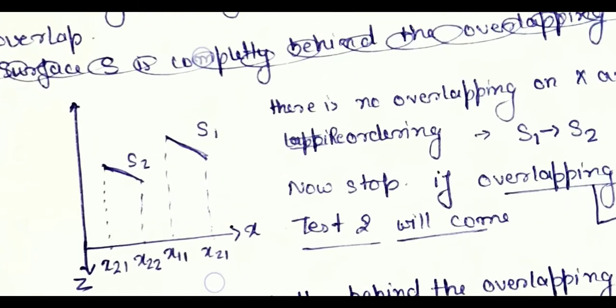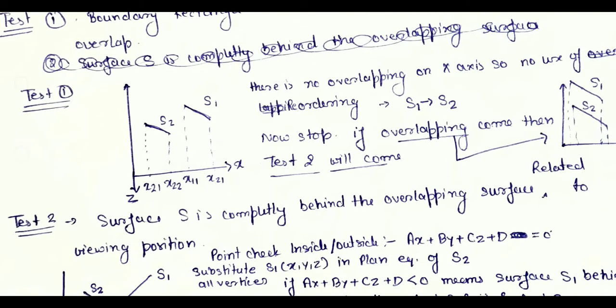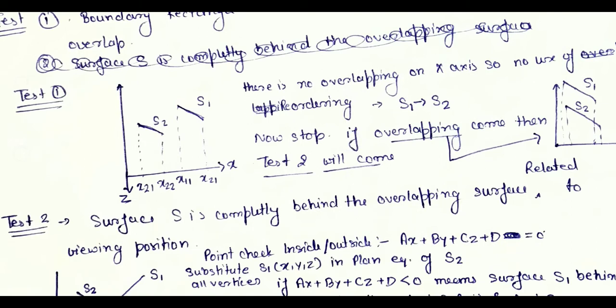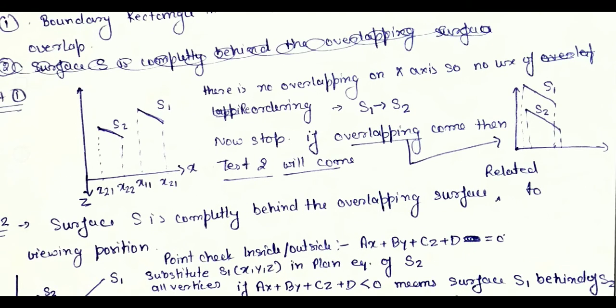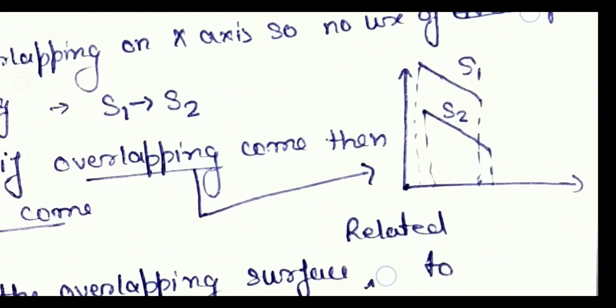Now let's see an example. In the diagram you can see S1 and S2. We have to check the x-axis only. On the x-axis, both S1 and S2 surfaces are individual, there is no overlapping. It means test 1 passes, there is no need for reordering, the order is okay. But in this other diagram, overlapping is coming. S1 is the farthest and S2 is closer, but there is overlapping here. Then we have to go for test 2.